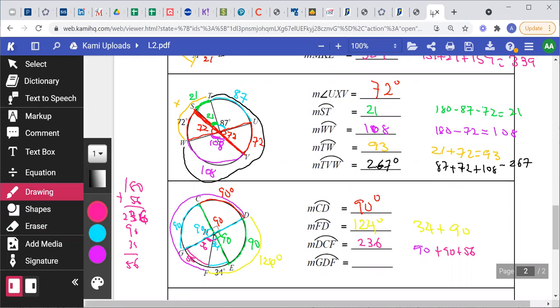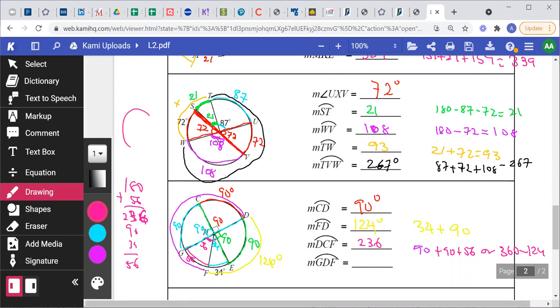Or another way to get DCF, I'm going to put "or". The total circle is 360. You could have done 360 minus this yellow arc. If you take this yellow arc away from the 360, you're going to have 236, isn't it? Yeah, 360 minus 124 is 236.